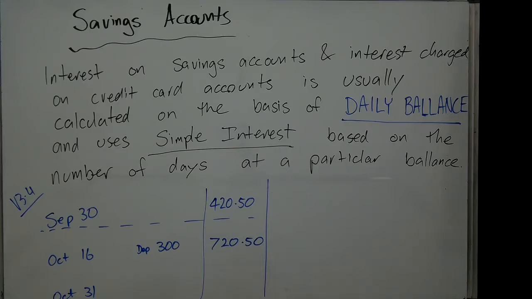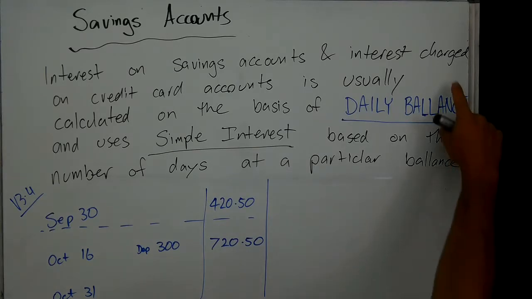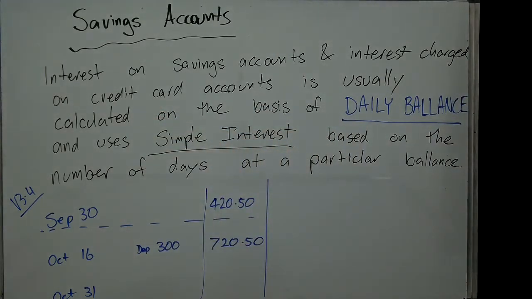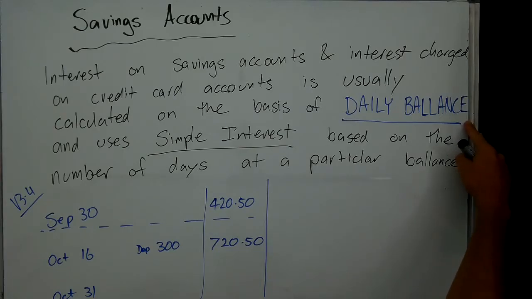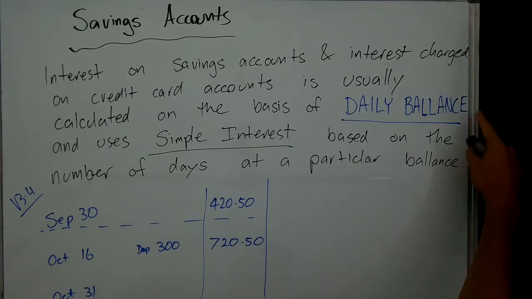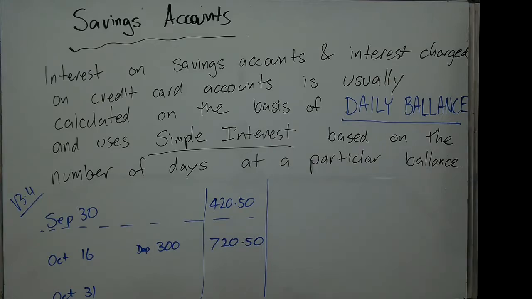So this time we're talking about savings accounts. The interest earned by savings accounts and the interest charged by credit card accounts is usually calculated on the basis of the daily balance. It's essentially the balance of the account at the end of the day, and it uses simple interest based on the number of days at a particular balance. So we're going to be using simple interest again.